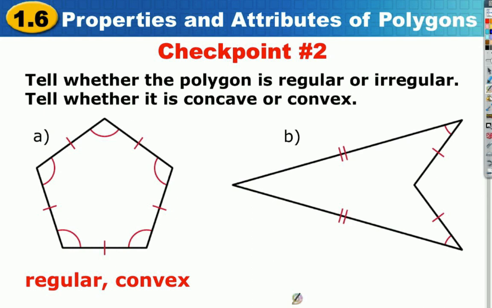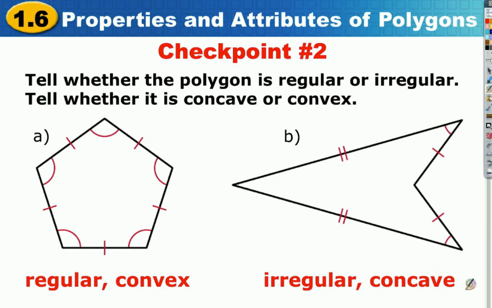Very good. What about part B? What'd you get? All right, we'll go Sebastian, Michaela, and Davis. Sebastian, what'd you get? Irregular and concave. Okay. All of you agree that it is irregular and concave. Give me a thumbs up if you got both of these correct. 100% correct. Good. Put your thumbs down.